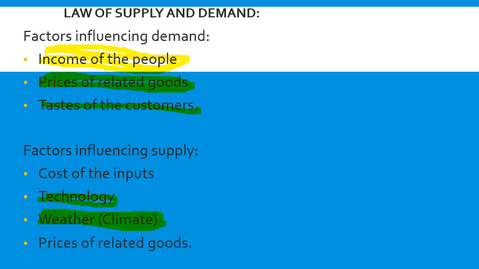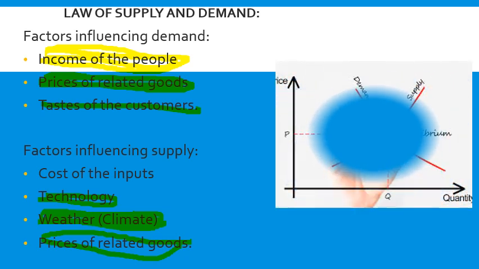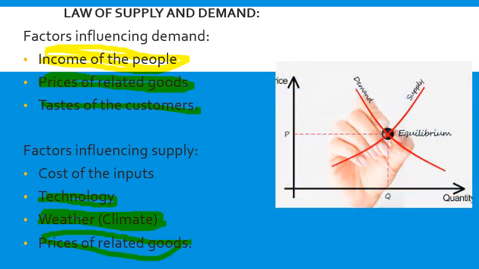Finally, price of related goods, that's what we have already said, will affect both demand and supply. So this is the curve wherein I have to hit the equilibrium, I have to make a balance of supply as well as demand. This is what is necessary for me.